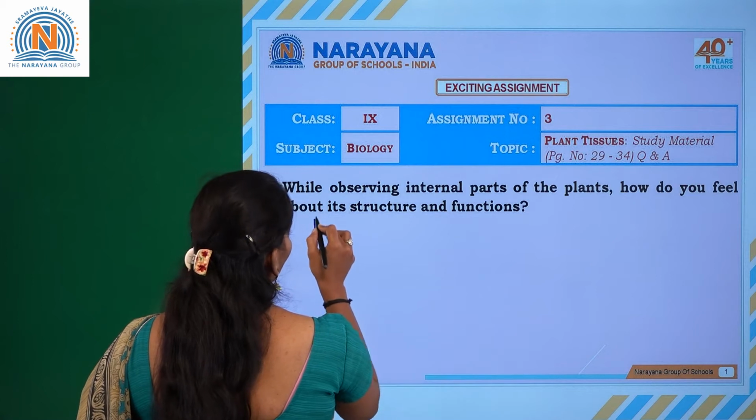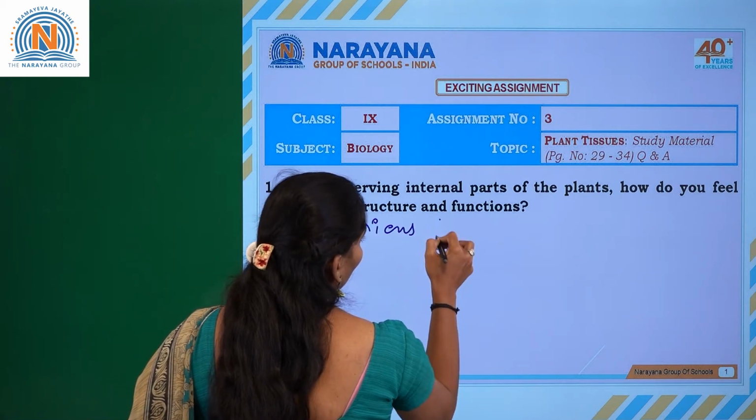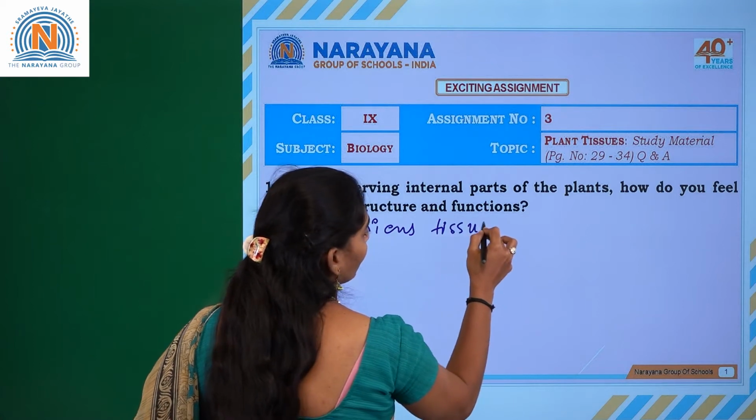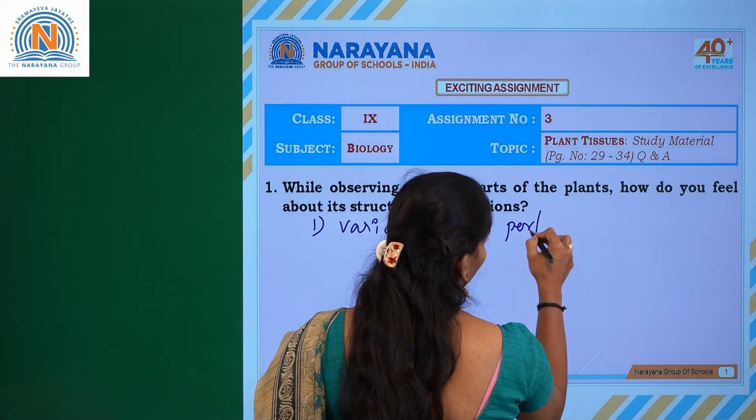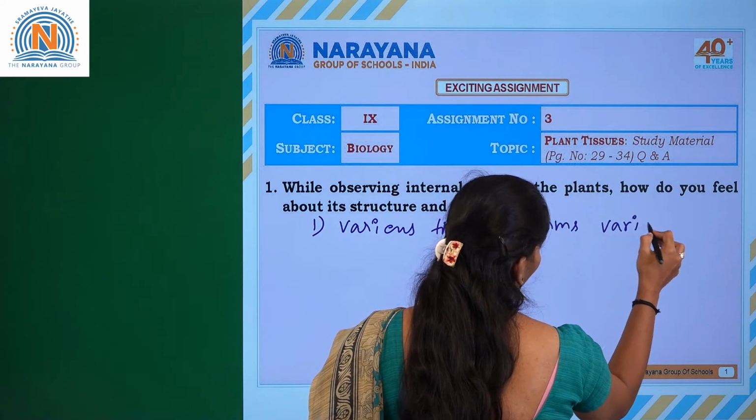Okay, so the first point is: various tissues perform various functions.